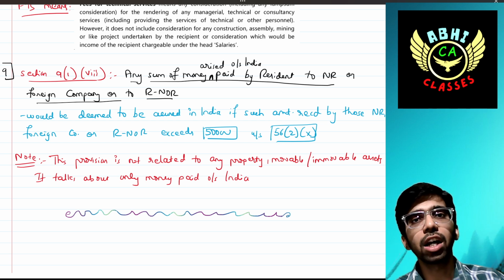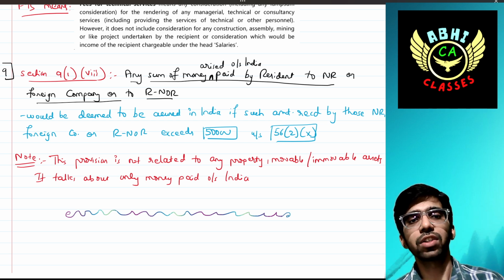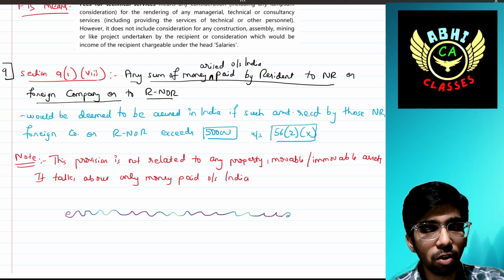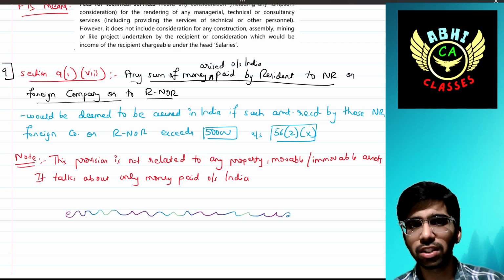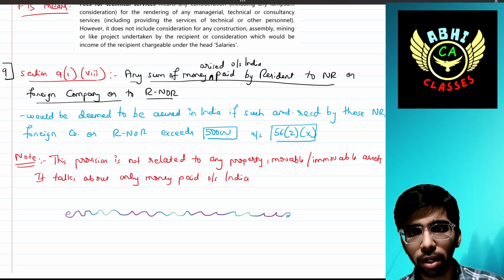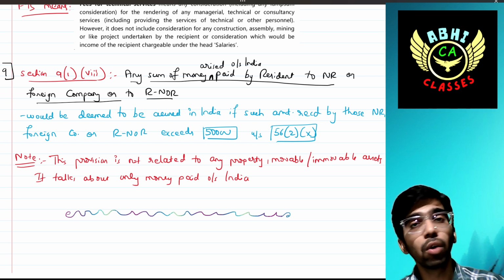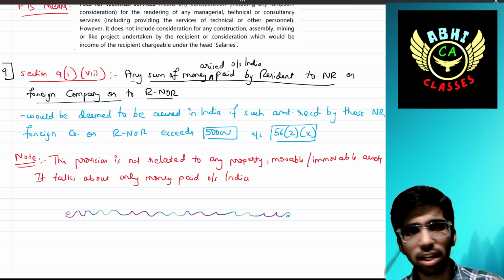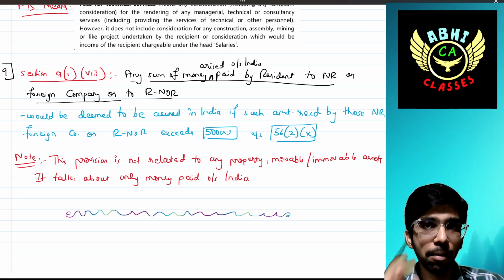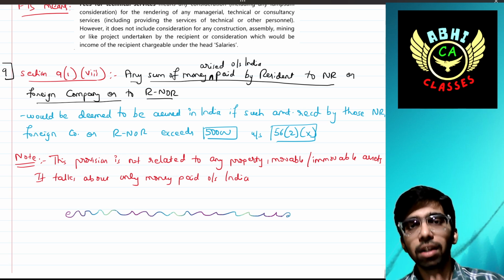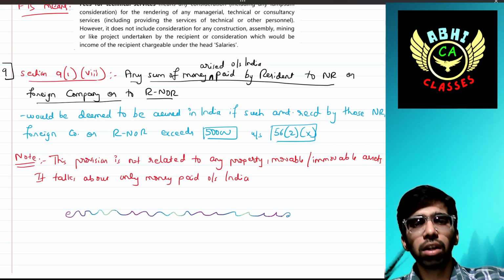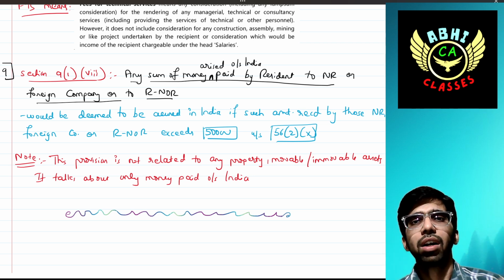From this we will wind up this chapter, that is residential status. But I forgot to mention a note. This provision is not related to any property. This provision is not applicable to any property, movable or immovable. It talks about only money paid, only the money concept. It is only talking about the amount payable. Okay. From this, we have completed the second chapter successfully.